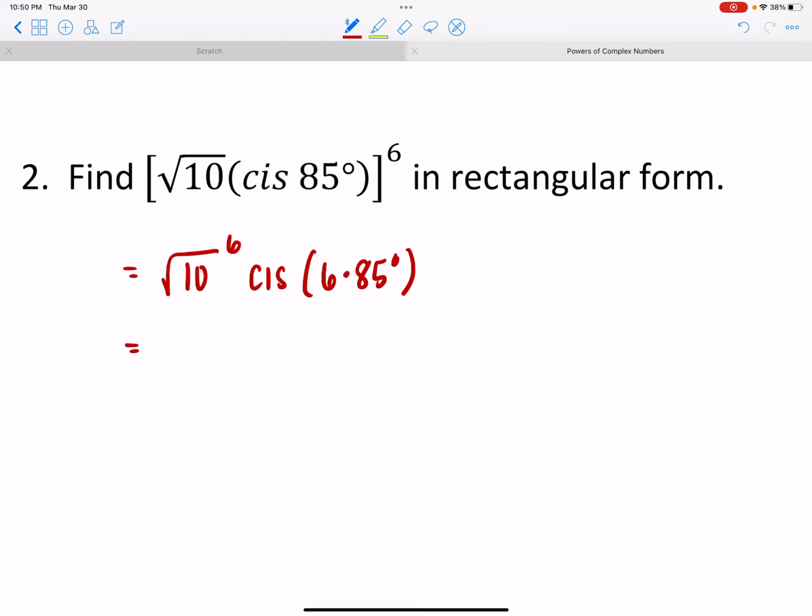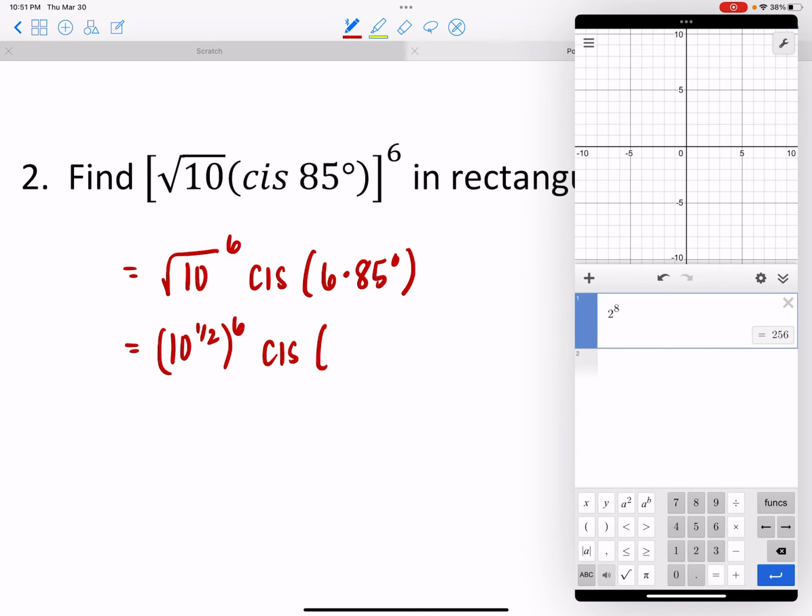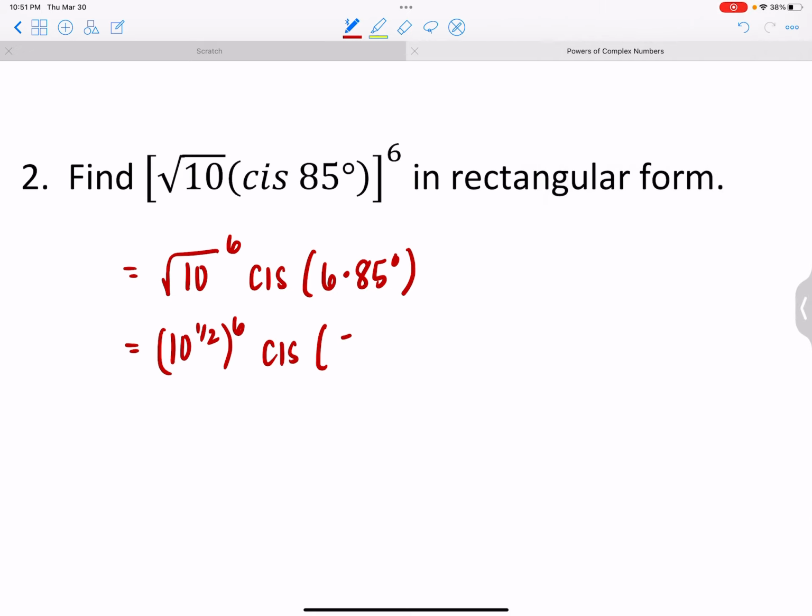So if you recall from your algebra days, the square root of 10 is the same thing as 10 to the 1/2 power. That's what we are raising to the 6th. And then we have cis over here. 85 times 6 would be 510. So this is going to be 510 degrees here.